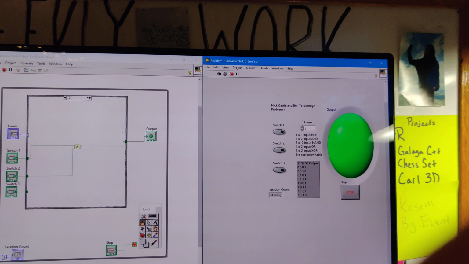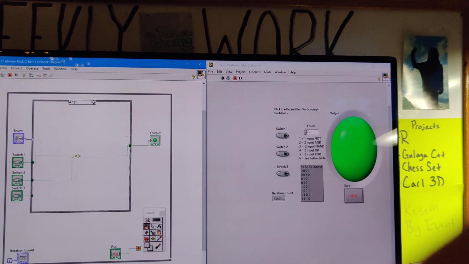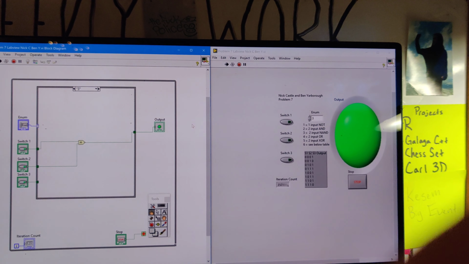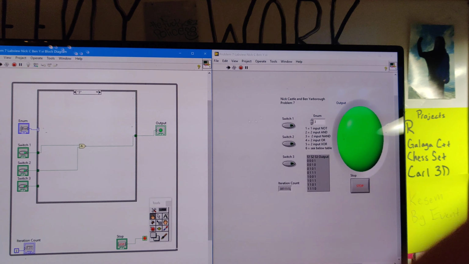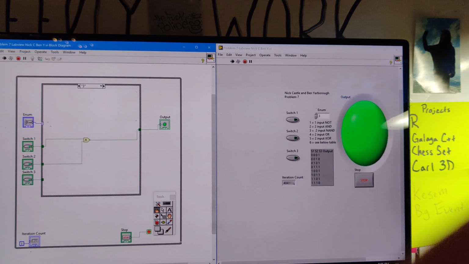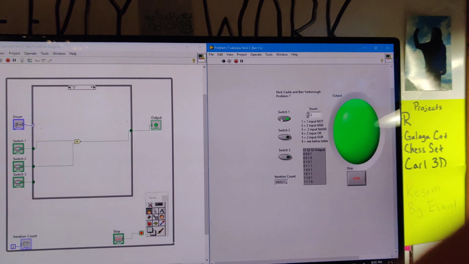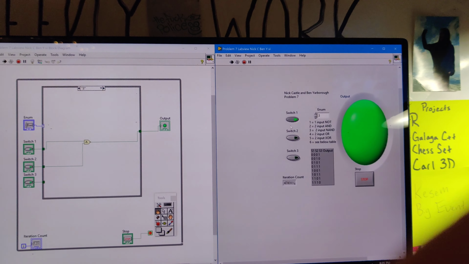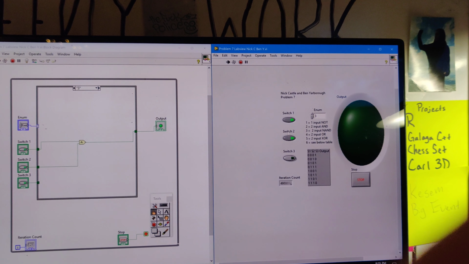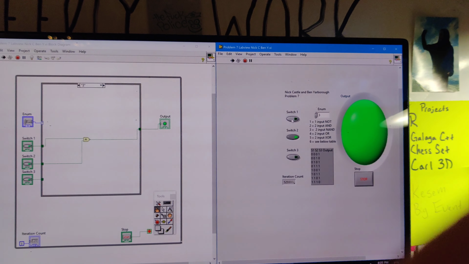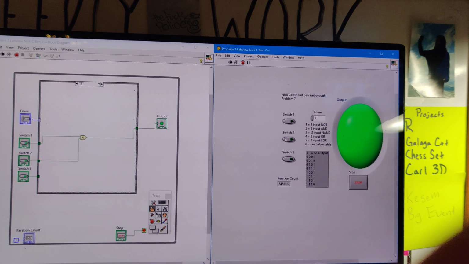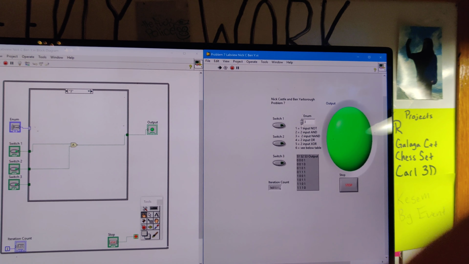For problem 3, this is the NAND gate. You can see it over here. When no switches are on, it is on. One switch on, it's still on. Both switches on, it turns off. And second switch on, it turns on. And that's just because it's the inverse of the AND gate.